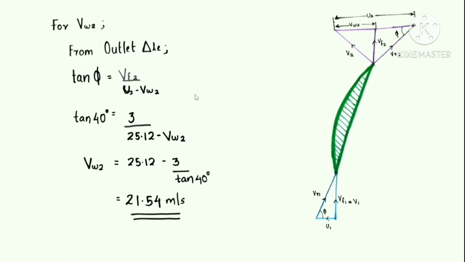For finding the value of Vw2, we should consider the outlet triangle. In the outlet triangle, tan phi is equal to opposite side Vf2 by adjacent side, that is U2 minus Vw2. Tan phi is equal to Vf2 by U2 minus Vw2. So tan 40 degree is equal to, putting values, 3 by 25.12 minus Vw2. So Vw2 is equal to 25.12 minus 3 by tan 40 degree, and we get the value as 21.54 meter per second.